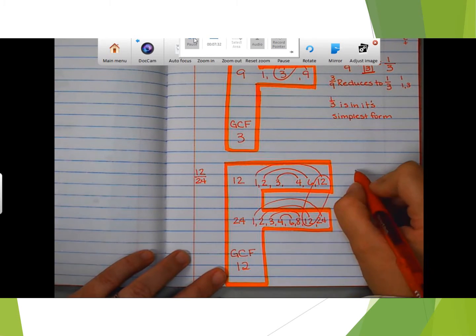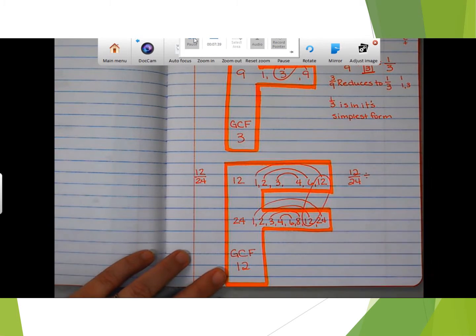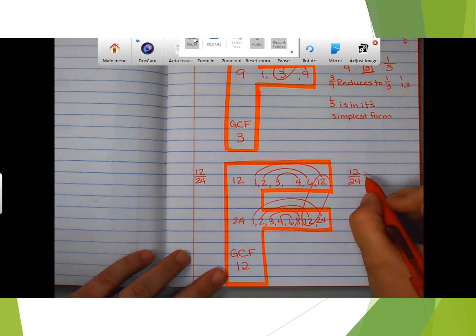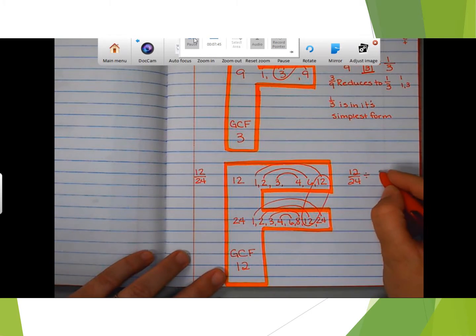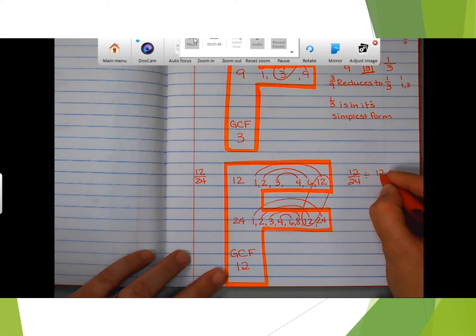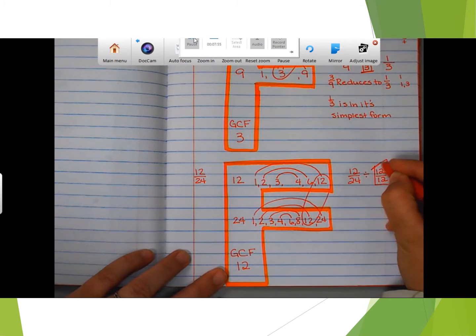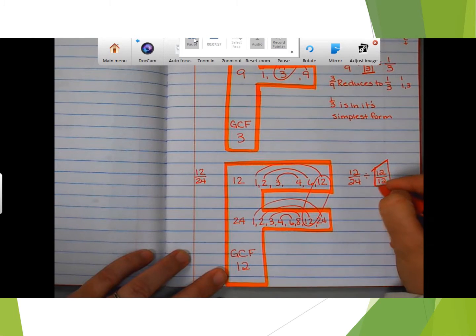So then we can come over here. We got 12 over 24. To reduce this to its simplest form, we can say divide it by our greatest common factor. So 12 over 12, and remember any numerator that matches a denominator, oops, that's a kind of funky one, but that's a 1.